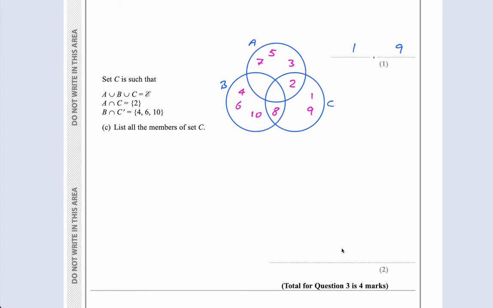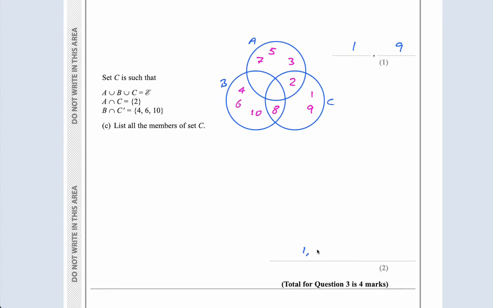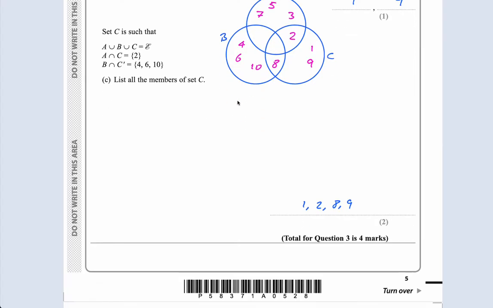So I'm going to put this here. 1, 2, 8, and 9. Okay, and that makes sense that this is empty, guys, because there's nothing in common in A and B.